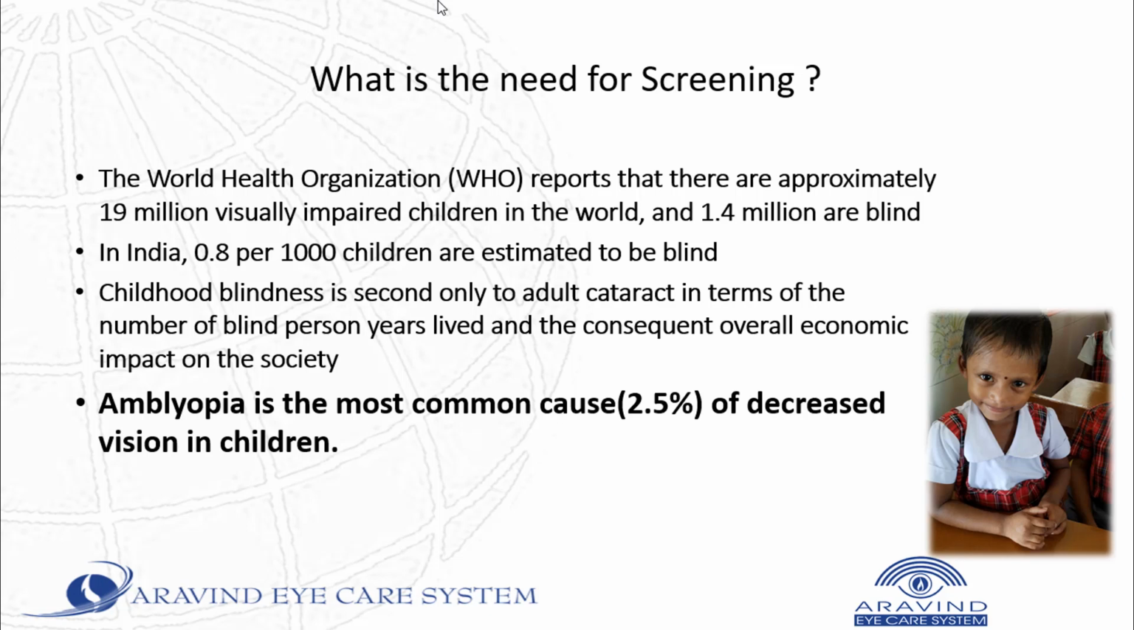So when you see the impairment of vision, almost 19 million children are visually impaired, and it is more common in developing countries. So you can understand the need for screening. Amblyopia being the most common cause, it's always better to screen the children early and detect amblyopia as early as possible to prevent visual impairment or blindness.